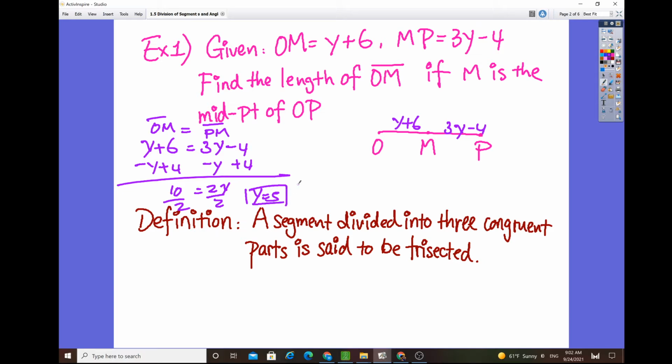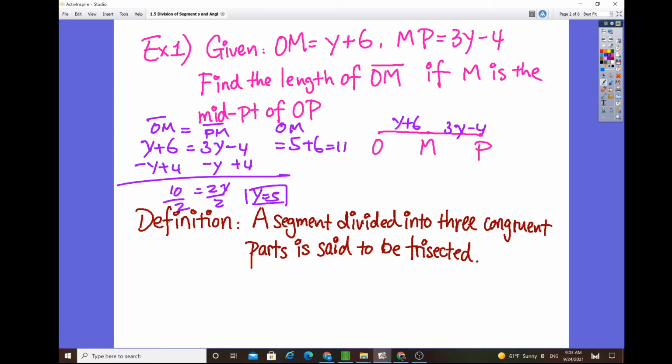So y equals 5, that's just a variable, but don't forget, we need to find the length of OM. By plugging the number back into the expression, 5 plus 6, that'll be 11. So segment OM will be 11 units.